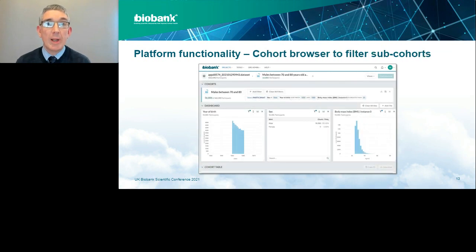There's also a very visual, engaging cohort browser that, again, helps to tackle some of the challenges that we've had in the past about giving a sense of the scale of data that's available within the Biobank repository. So this is a visual way to explore fields, to build filtered sub-cohorts based on particular phenotypes that researchers may want to define, and then to take those filtered cohorts through to downstream analyses.